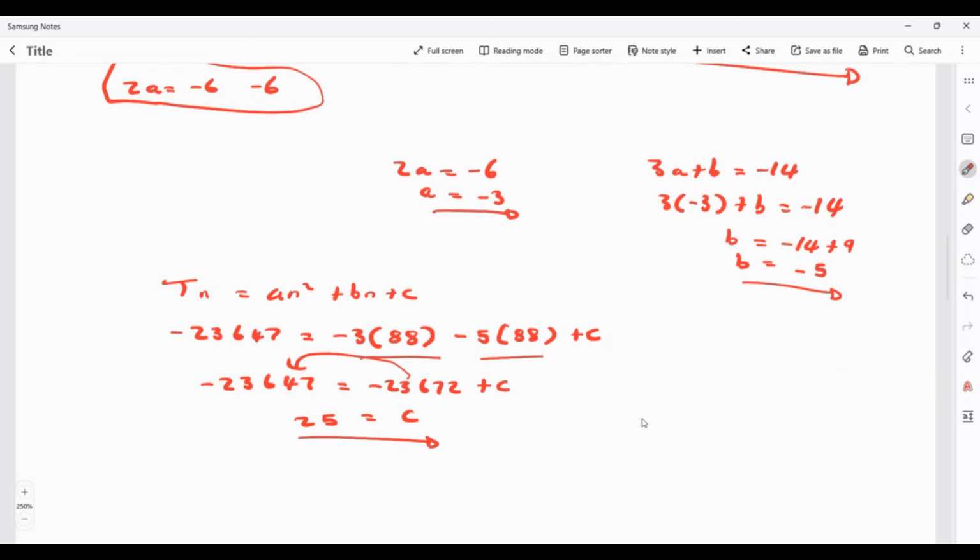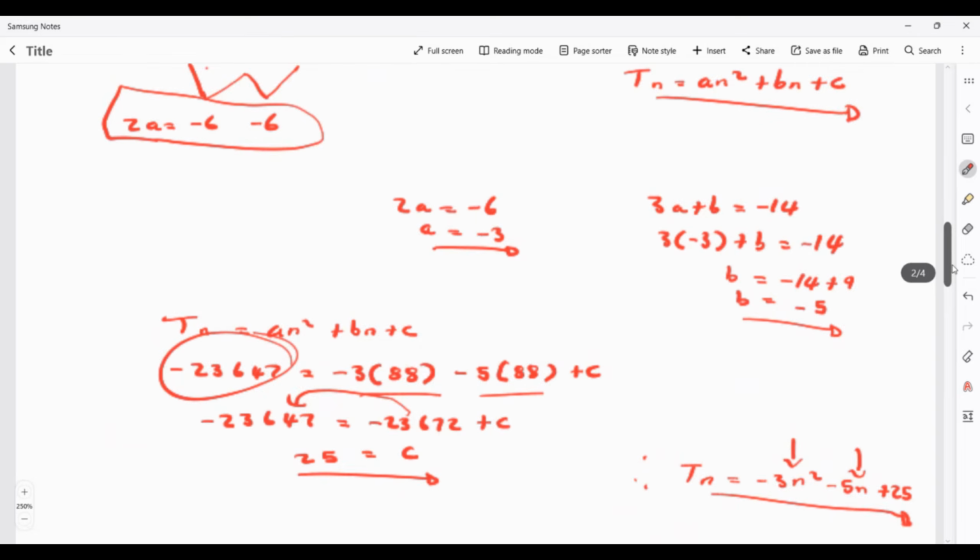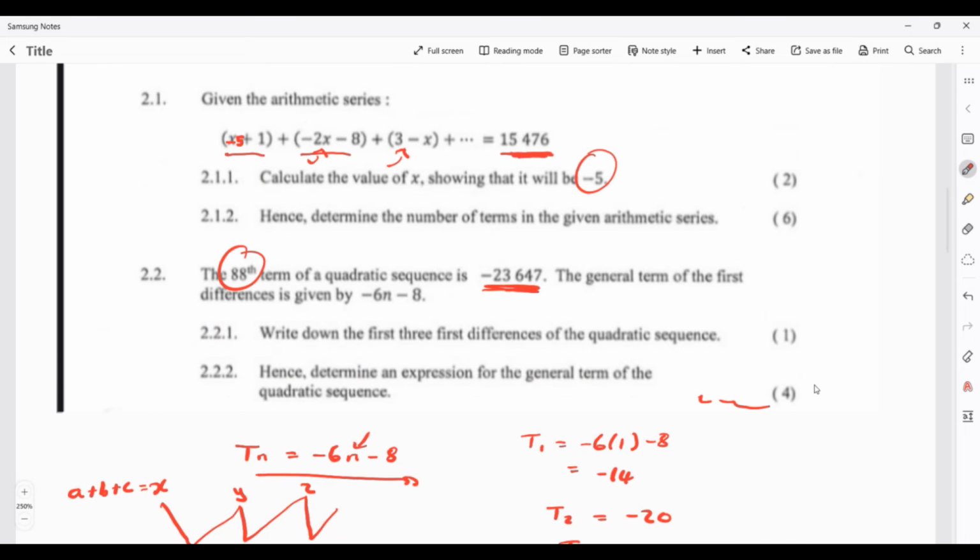And then that means your general Tn is equal to -3n squared minus 5n plus 25. Okay. And to verify it, you can put 88 in the place of n. You must get that number over there. As simple as that, and then you are done with the equation.